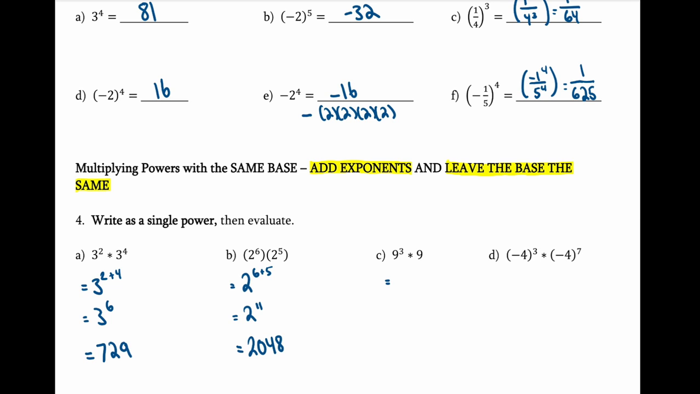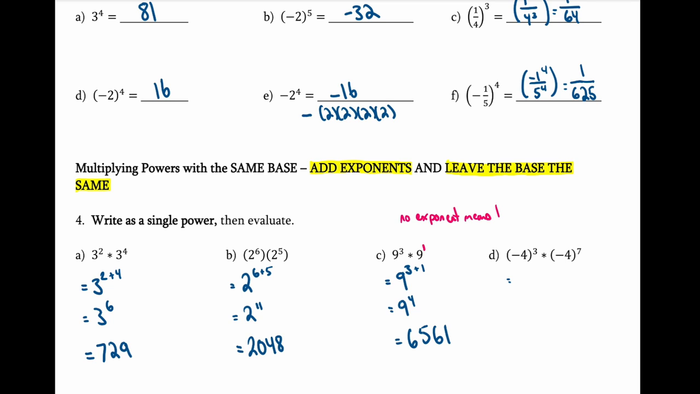C, again, two powers with the same base, so I know the base is going to be 9. The exponents, I have to add them. I know one's going to be 3. The other one I don't see, and if I don't see an exponent, I have to assume it's 1. So no exponent means 1. So that means it's going to be 3 plus 1, or 9 to the power of 4 as a single power, and then evaluated, 6,561.